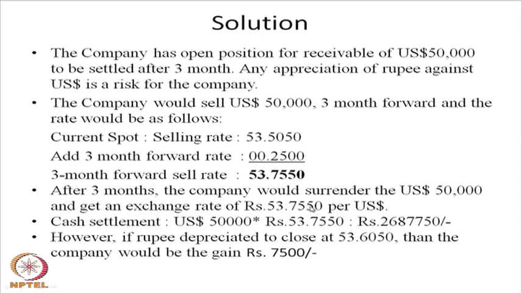So, at 53.7500 he will convert the $50,000, and when he converts it he will be getting 26,87,750, which is the rupee amount available to him. But suppose the rupee depreciated to 53.6050, then the company would gain 7,500, because here he is getting 53.7500 by going for a forward contract. Without going for a forward contract, he is getting 53.6050, which is less for him. So, by going for a forward contract, the customer is gaining from the process.